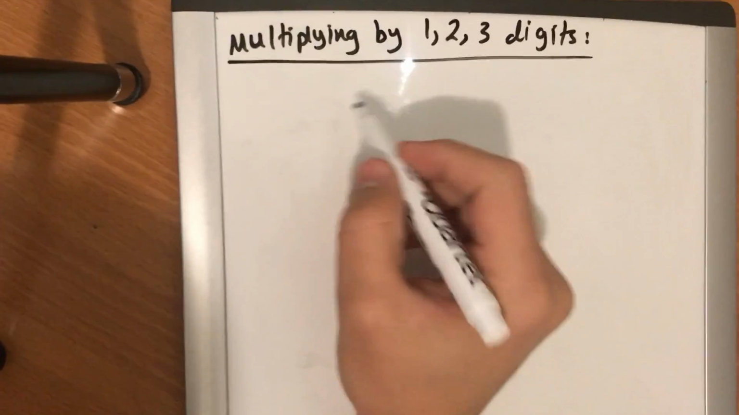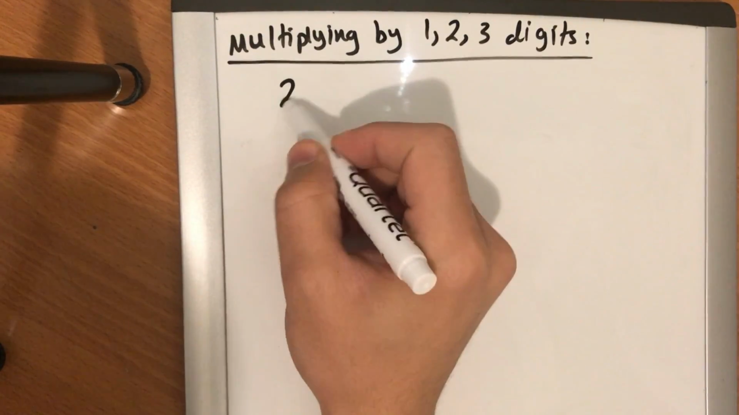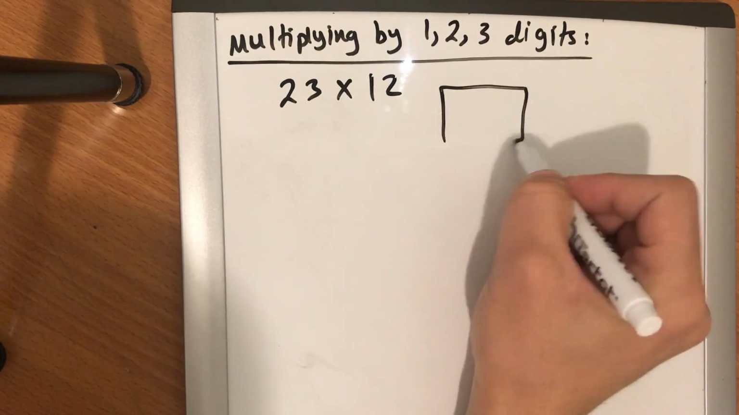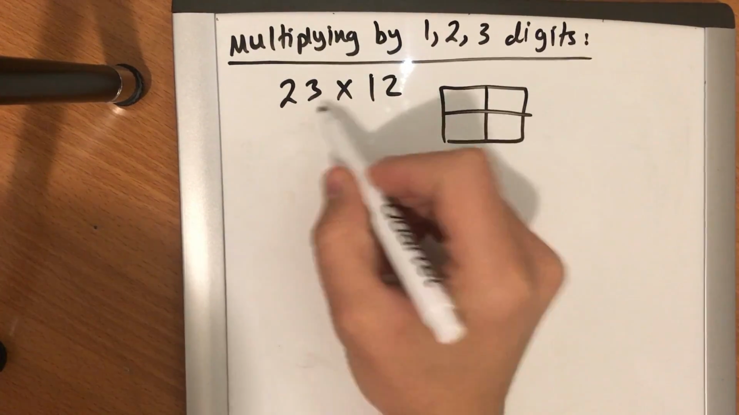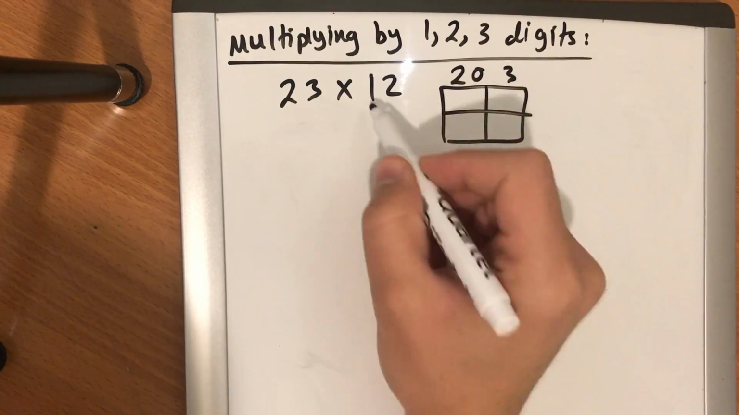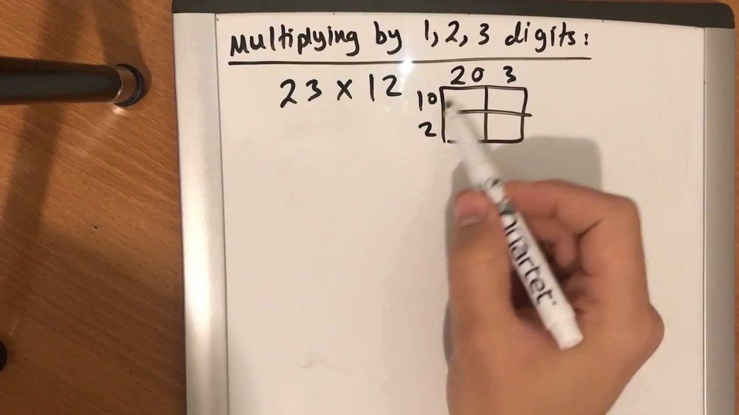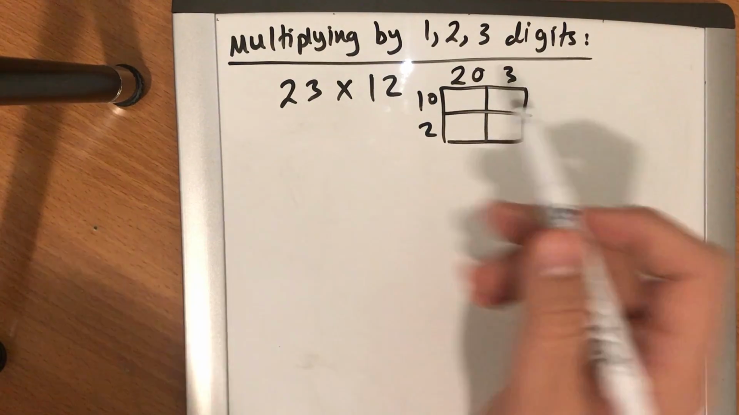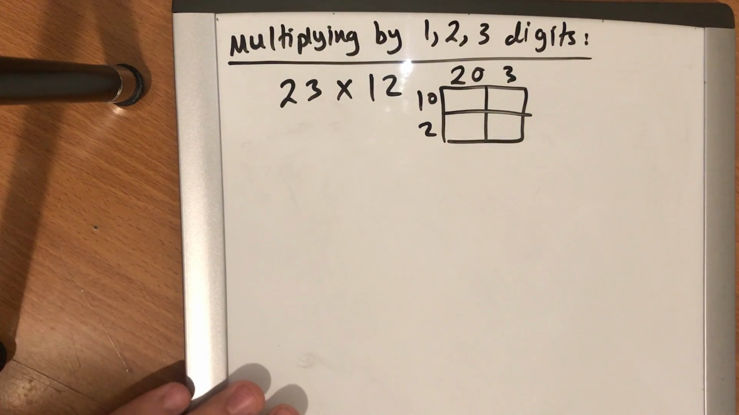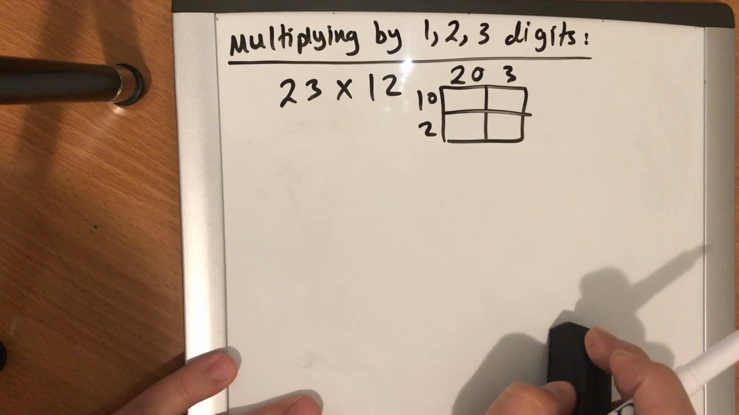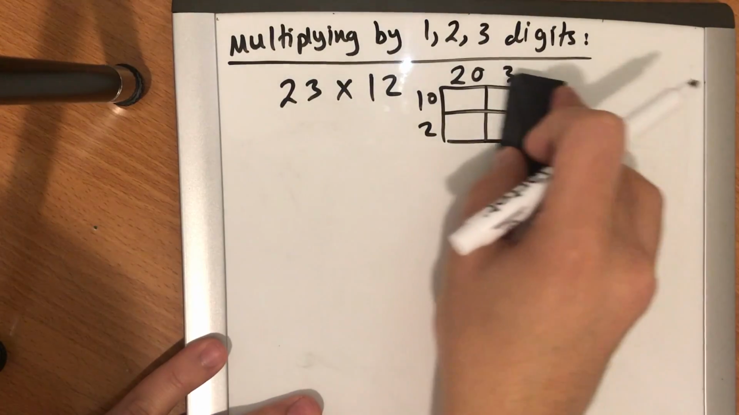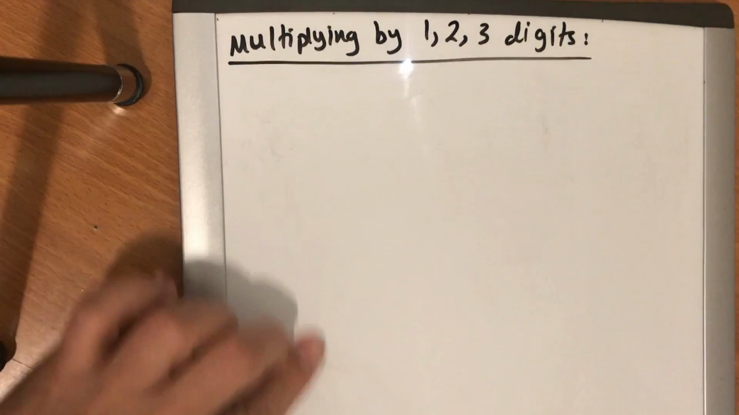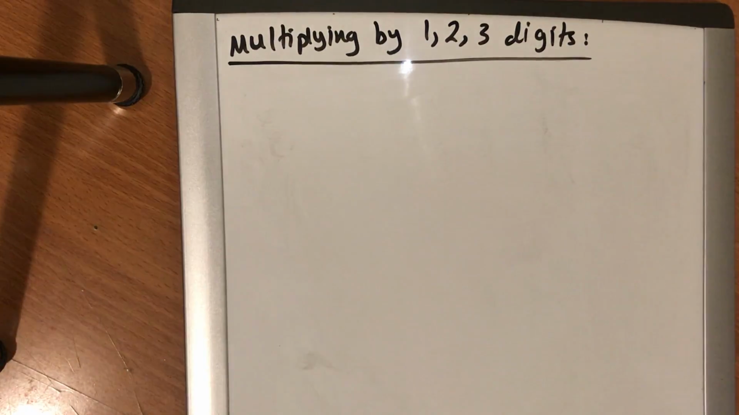So the box method, real quick, is the one where you have something like 23 times 12, for example, and then you would have to draw a box and divide it into 4 parts, and then 23 goes like that, and 12 is 10 plus 2, and then you'd have to multiply 10 times 20, 10 times 3, 2 times 20, 2 times 3, and then you would have to add up all the products you got, and that gives you the final answer. But that's how you do it, I believe, in second grade and third grade. Now it's time to do it in a more mature way, for fifth grade and so on.